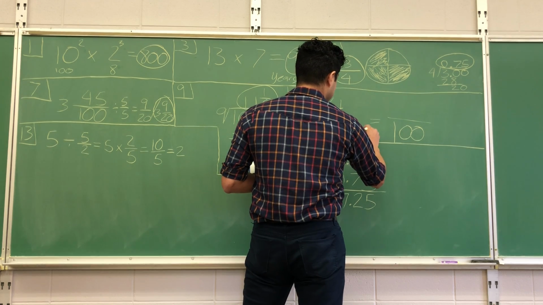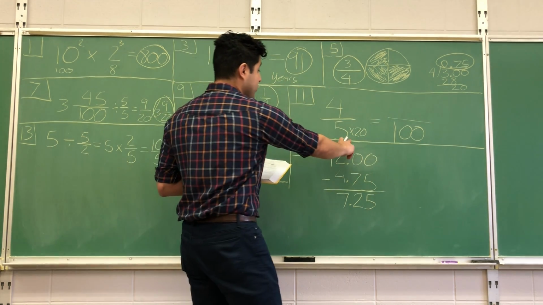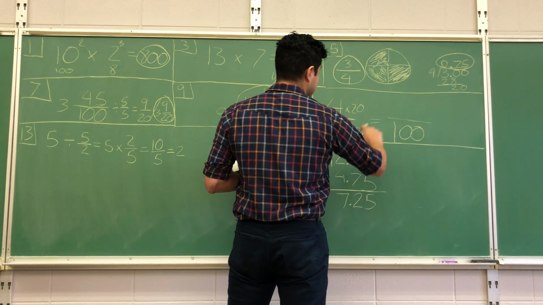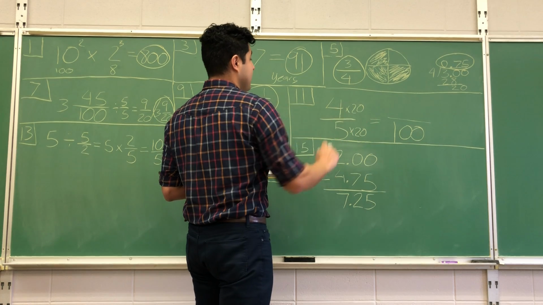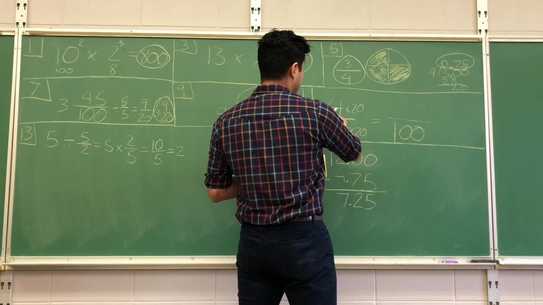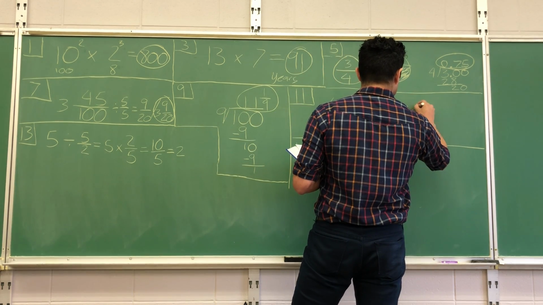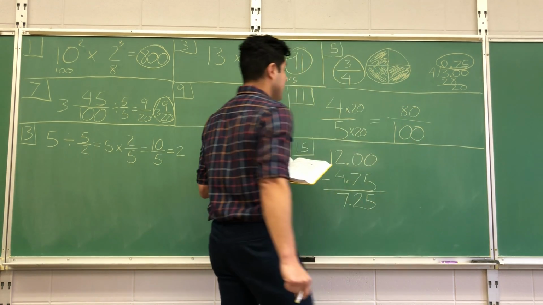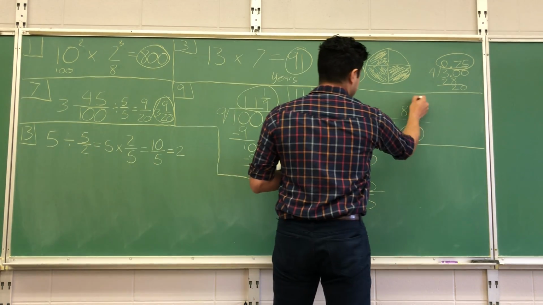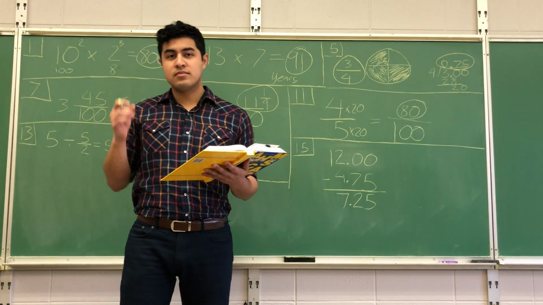If you haven't already figured it out, we had to multiply 5 times 20 to get 100. So we know whatever we did to the denominator, we must do to the numerator. And by doing that, we find the missing numerator. So 4 times 20 is 80. So your final answer there is 80 over 100.